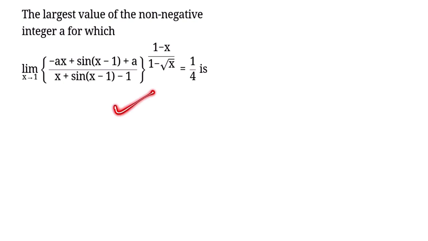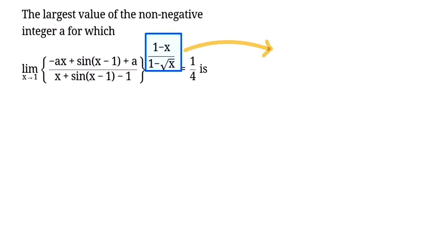So this is our question. We have to find the largest value of non-negative integer a from this. The limit as x tends to 1 of the expression, with power (1 minus x) by (1 minus under root x), is equal to 1 by 4. For finding the value, at first we notice this power.